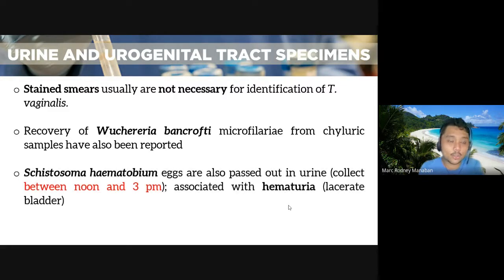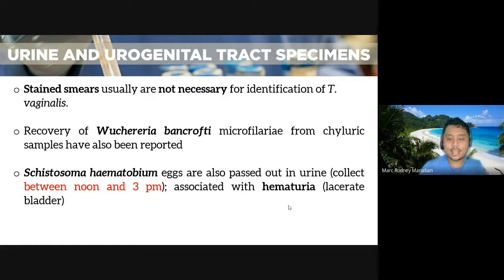So aside from Wuchereria, you can also see Schistosoma haematobium, of course, your bladder fluke. They reside in the urinary bladder, of course. And it's best to collect urine between noon, 12 p.m. to 3 p.m., because at this time you can collect a lot of eggs. And of course, Schistosoma haematobium is associated with hematuria, because if you can remember the appearance of the egg of Schistosoma haematobium, it has a terminal spine, a spine at the end of the egg. So very sharp. When it passes through the bladder, the bladder can be lacerated. It can lead to bleeding, so there is blood in your urine.